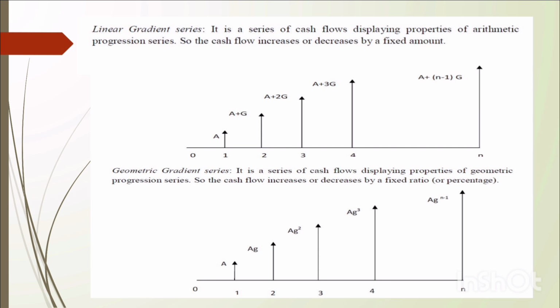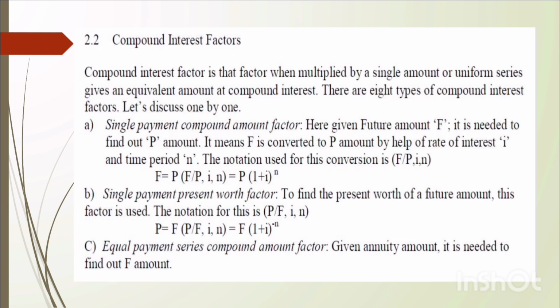Compound interest factor is the factor when multiplied by the single amount or uniform series gives the equivalent amount at a compound interest. There are 8 types of compound interest factors. First one is the single payment compound amount factor.